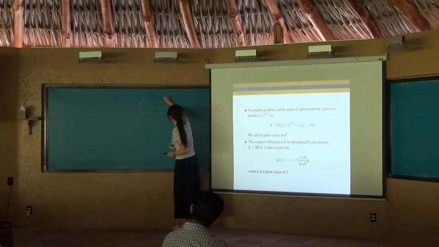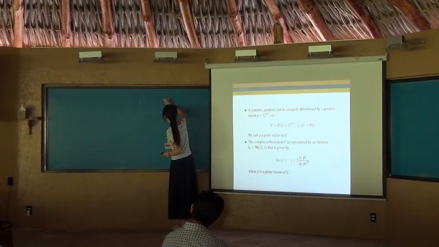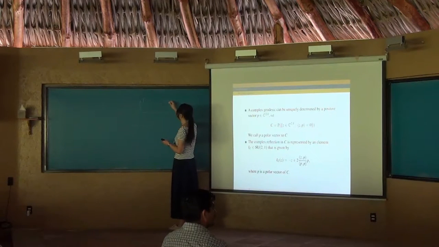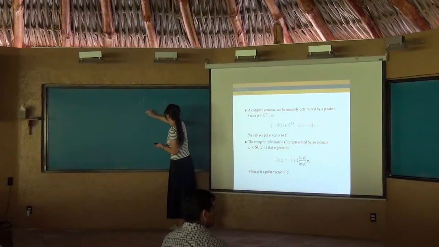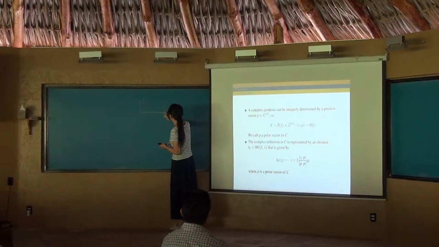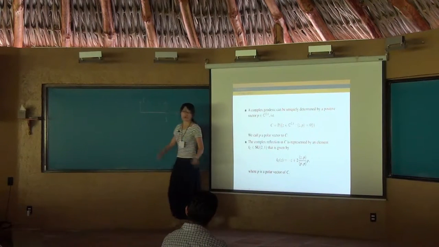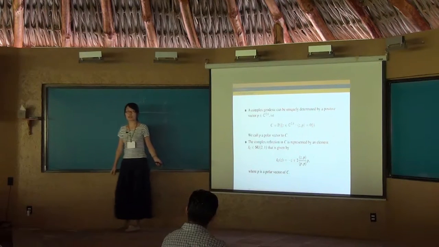We consider a point Z here. We decompose Z into this direction and this direction, right? And this complex reflection will map Z to here. And it's easy for us to write the action of this complex reflection.